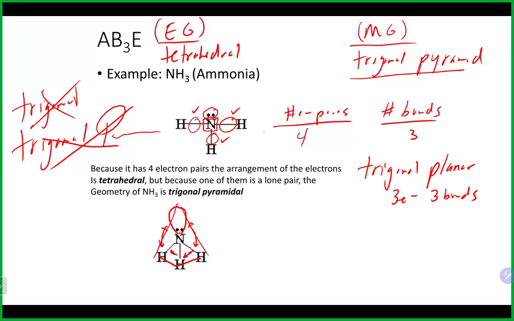The bond angle here is related to the tetrahedral. It's less than, in this case, about 109.5. It's about 107 in this particular compound here. So it's less than 109.5.